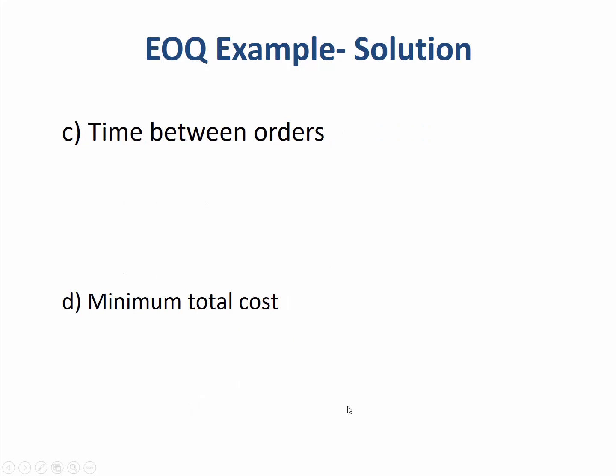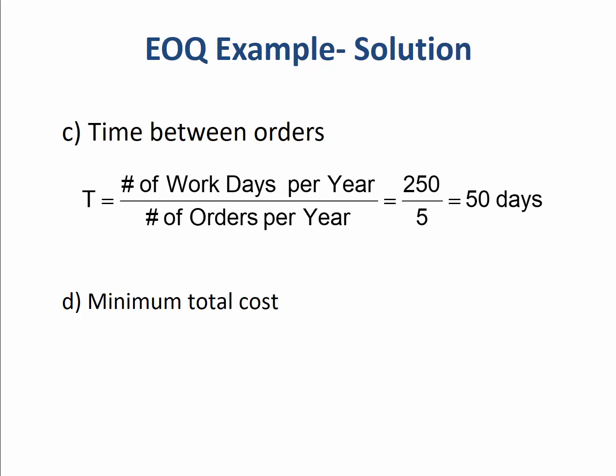Next question is what will be the time between orders? And this one is very simple. You're going to take the number of days in 1 year and divide by how often you order. For the sake of simplification here, I assume that the company was working 250 work days per year, just a way to make work easier. But if the company was working 365 days, you could do 365 divided by 5. So here it's 250 divided by 5. What it means is that you're going to have 50 days between each order, or another way of saying that is you're going to process one order every 50 work days.